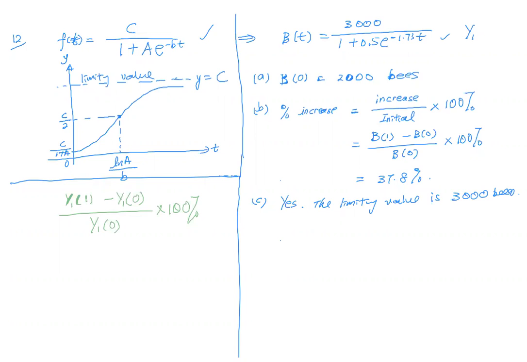You see how the question is asked. Is there a limit to the population size? So if I ask you, is there a limit to the speed along the highway? You answer me, yes. If so, what is the limit? You cannot drive beyond 110 kilometers per hour.